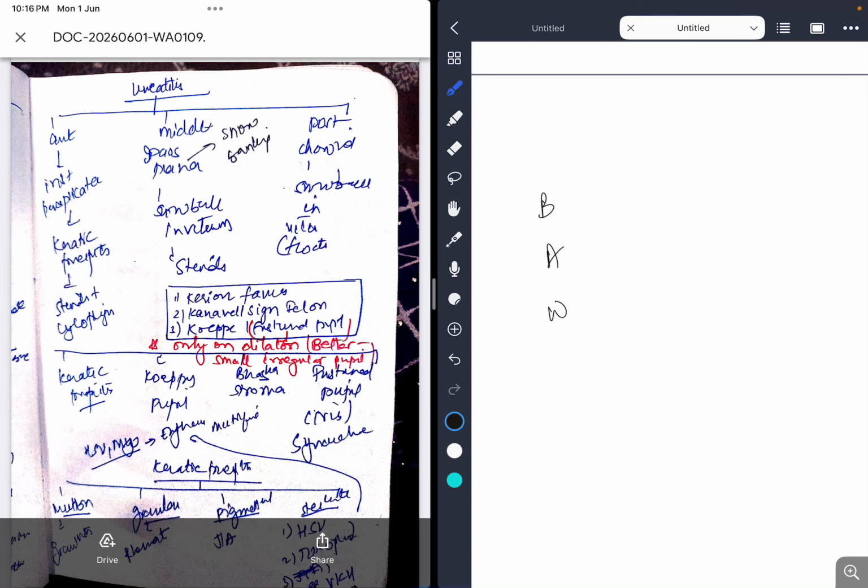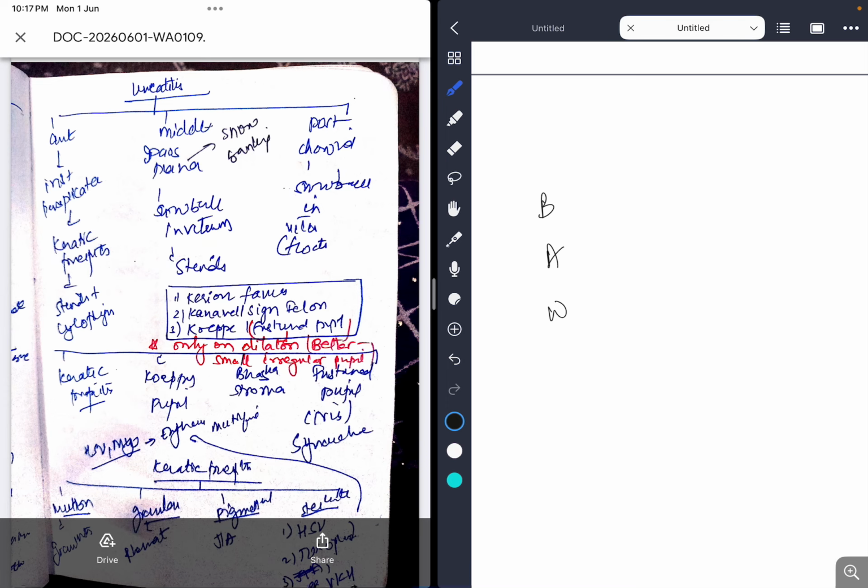Anterior uveitis has keratic precipitates, and because pars plicata is involved, the treatment is steroids plus cycloplegics. For the middle one, which is pars plana involvement with snow banking, you have to give steroids. And for the posterior one, there is no role of cycloplegics again, just steroids. There are floaters in that.